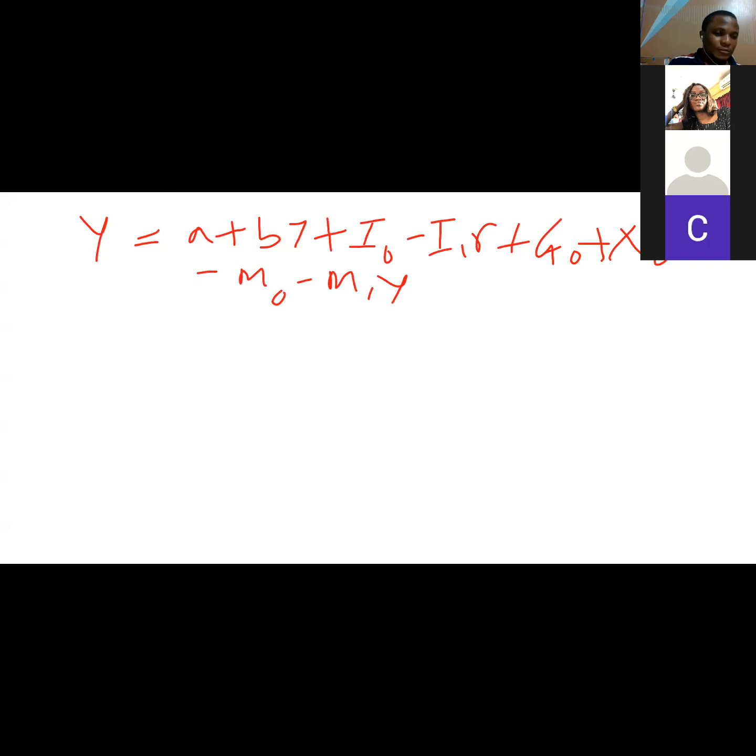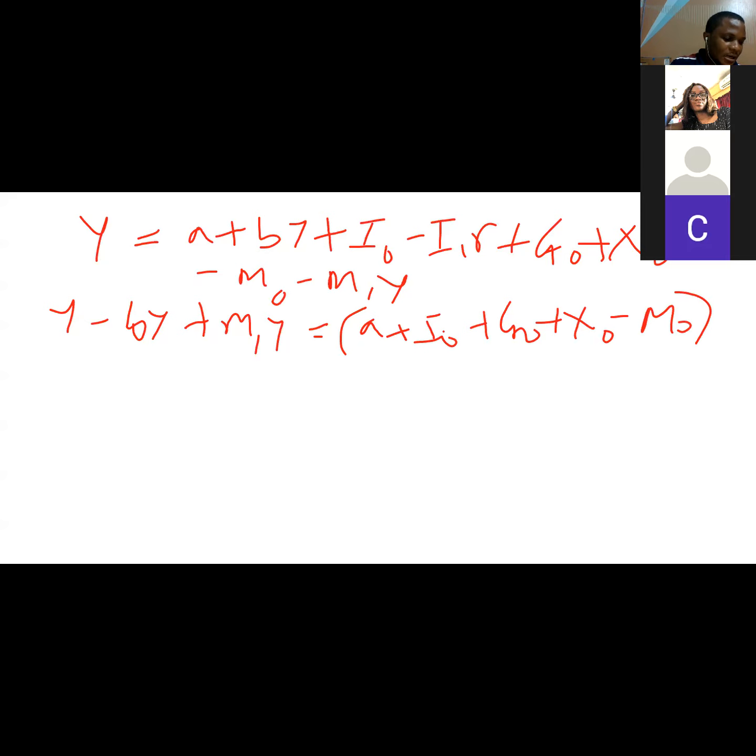So I will solve, taking all Y to one side, of course. You know that Y minus BY, your plus BY goes to the other side and becomes minus BY, and minus M1Y goes to the other side and becomes plus M1Y. It's equal to, now, I don't want to keep writing A, I0, so let me just write it for the first time: A plus I0 plus G0 plus X0 minus M0, then minus I1R.